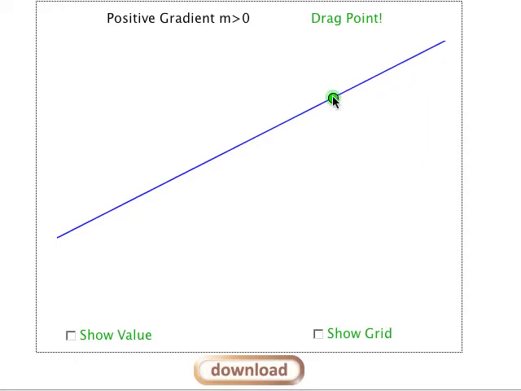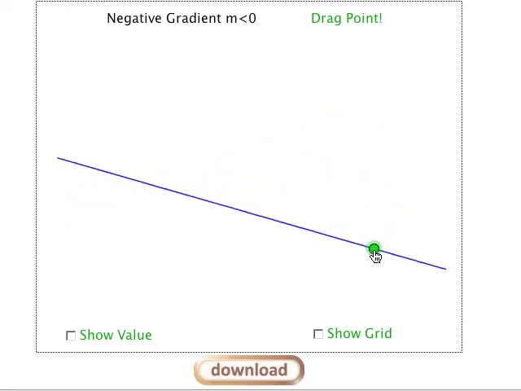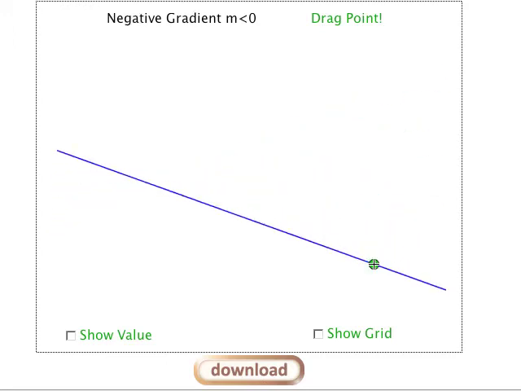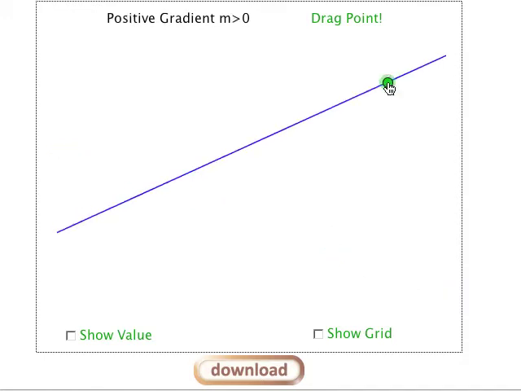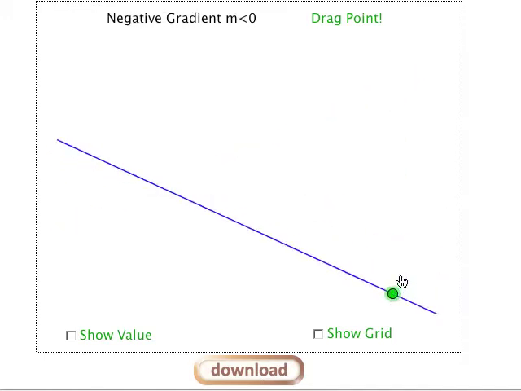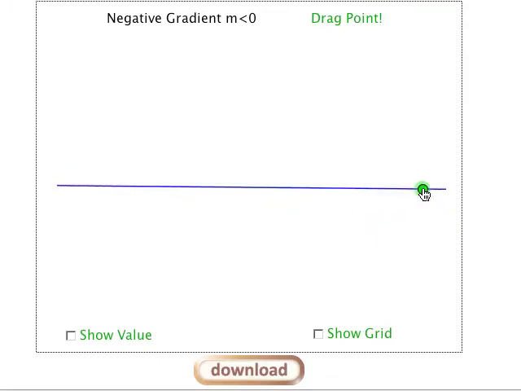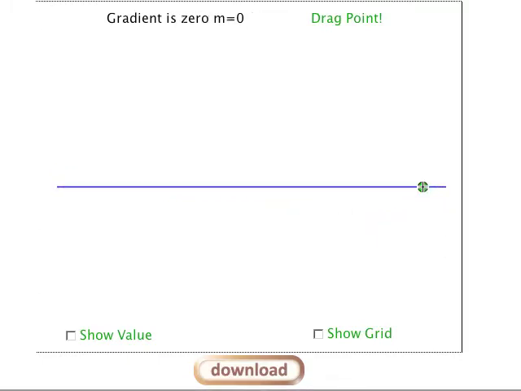But if the line was sloping in the other direction, if it was going down from the left to the right, then the gradient is negative. So up is positive and down is negative. And as you might guess, if it's in the middle there, it's 0.